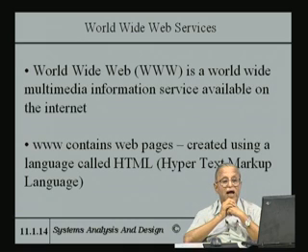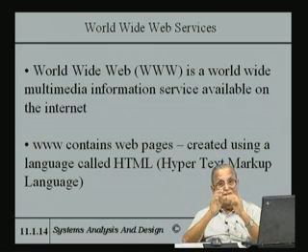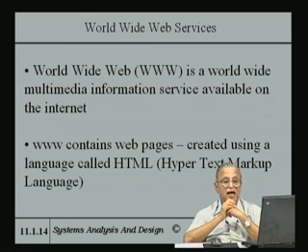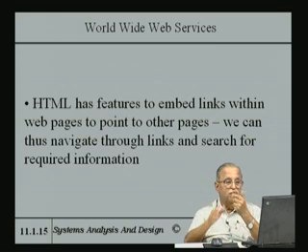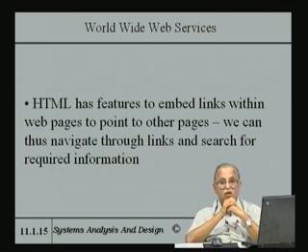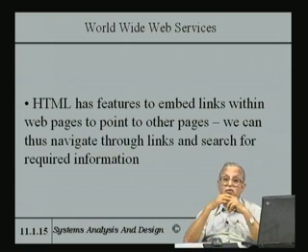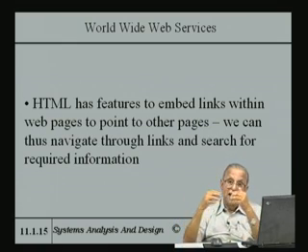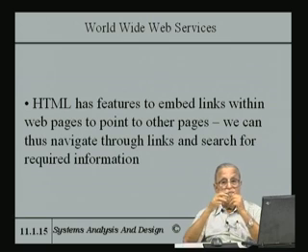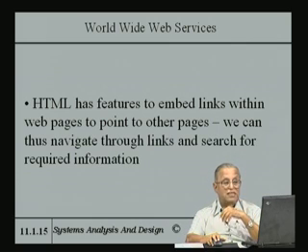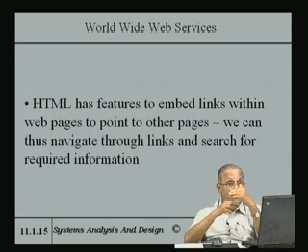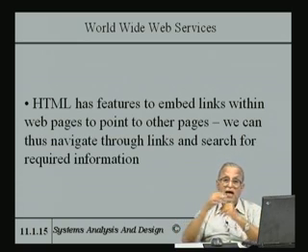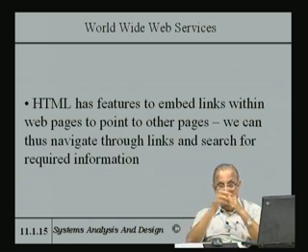Okay. World Wide Web is a worldwide multimedia information service available on the internet. It contains web pages created using a language called HTML, Hypertext Markup Language. In fact, web browsing is one of the most common things people do. HTML has features to embed links within the web pages to point to other pages. The greatest advantage of HTML is that when you do a search, it can link to other similar sites and take you to them. We can navigate through the links and search for required information. That's why it's called hypertext. Normal text is just a single page and does not link to anything else, whereas hypertext links to other pages, and when you click the link, you get the linked page.